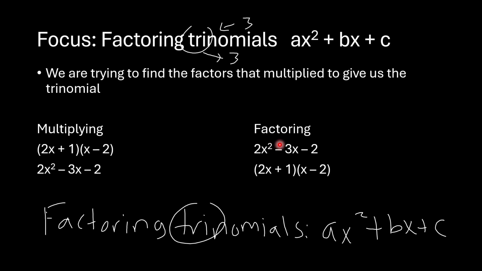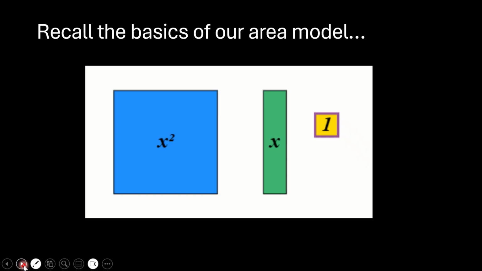Now in factoring, you are given the 2x squared minus 3x minus 2, and you are asked to find the 2x plus 1 and the x minus 2. So when you see those directions to factor, you're looking for the 2 things that multiplied in order to give us that trinomial. Now, I want to recall the basics of our area model.